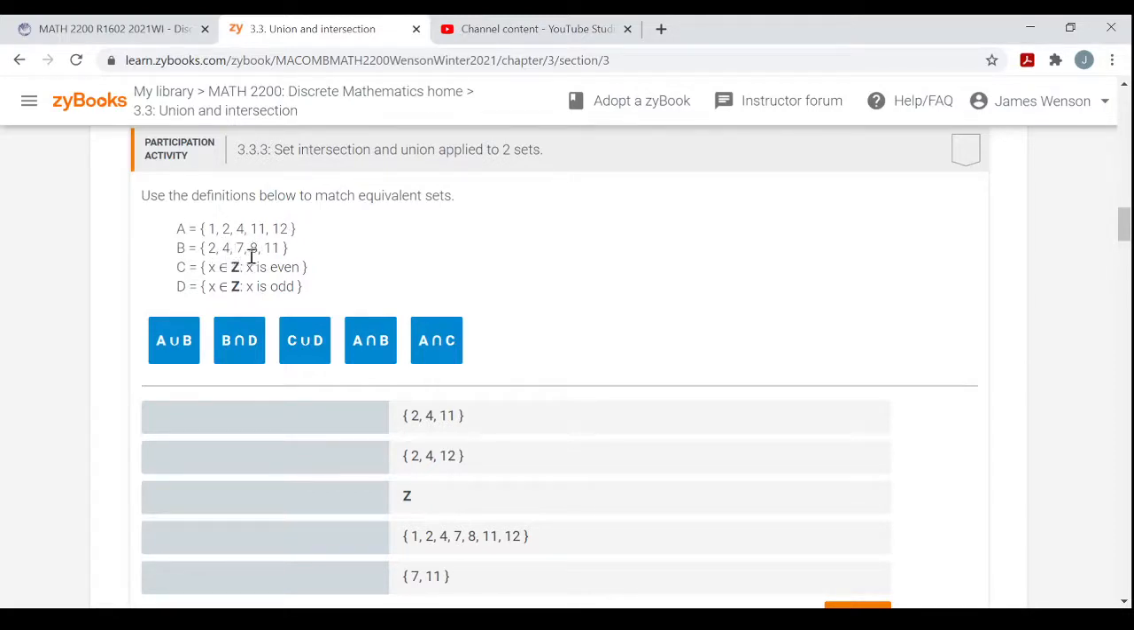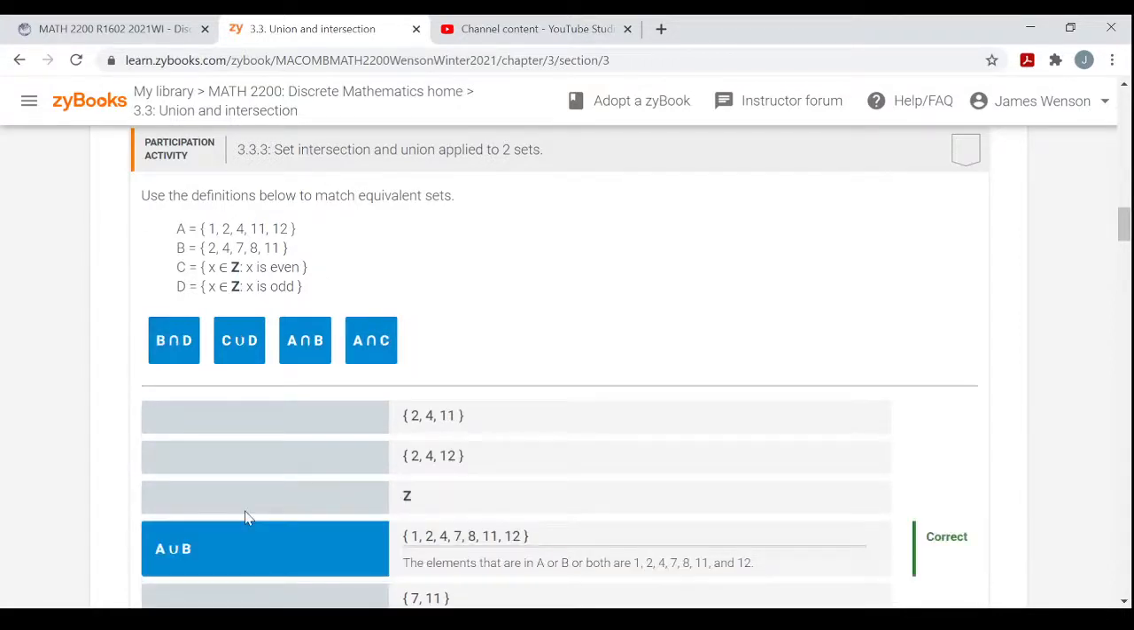Also 2, 4, 7, 8, and 11. Now I don't need to write 2, 4, and 11 twice. So I just have 1, 2, 4, 11, 12, and then 7 and 8. So all the elements that are in A or B or both, and that's this set here.